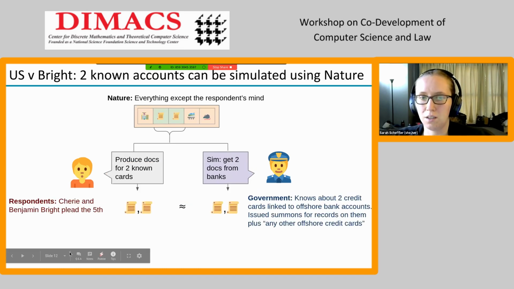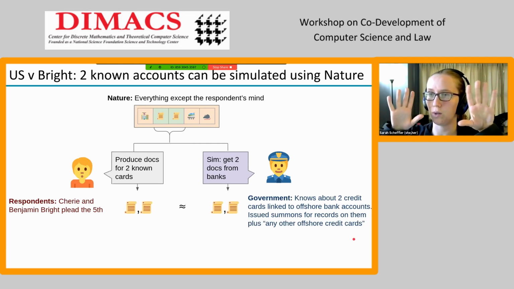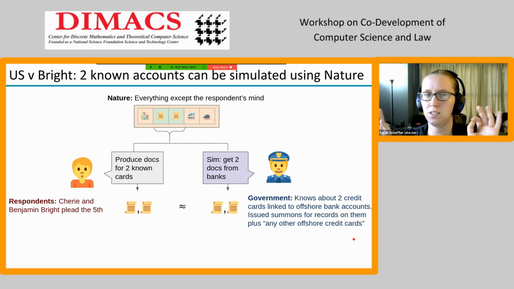So going back to this example, we had these 2 different parts of the subpoena. We had the subpoena for the 2 known sets of documents and the ones for any other documents. Let's suppose these were 2 separate actions. First we're going to compel the 2 known accounts, and then we're going to compel the possible remaining accounts. So our definition is going to agree with the court's ruling here.